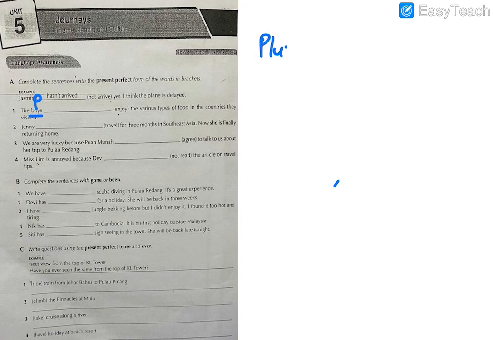Okay, that's all. And lastly, now we will go to the exercises. Okay, you have these exercises. It says complete the sentences with the present perfect form of the words in the bracket. So what you have to do first is identify the subject. First, let's do number 1. The boys. So is the subject plural or singular? The subject is plural. So when plural, we use have. And then look at the verb. The verb enjoy. Is enjoy a regular or irregular verb?